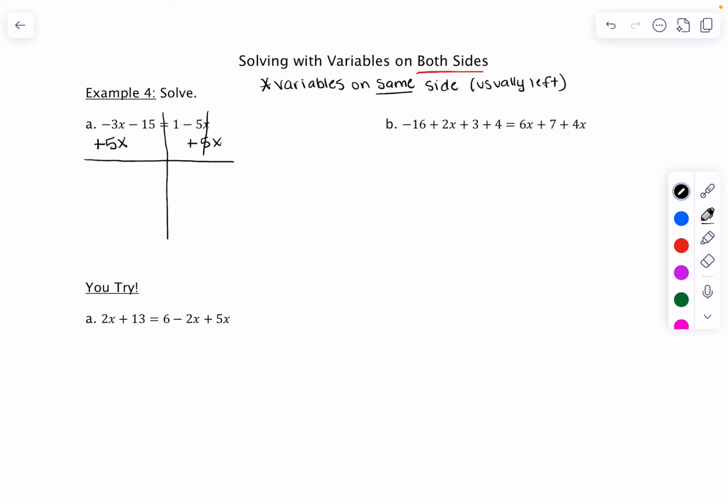So I'm going to write it underneath the -3x. That's going to help me do my addition. So -3x plus 5x is 2x. I'm going to carry down that -15, and what's left over on the right is a +1.